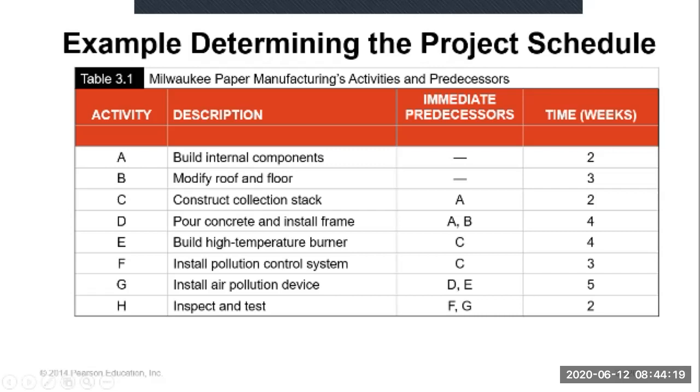They assign a variable to each activity: A, B, C. You can assign any variables. So A is to build internal components, E is to build the high temperature burner. Next, identify the predecessor, the precedence relationship. They identify that A and B can start immediately.